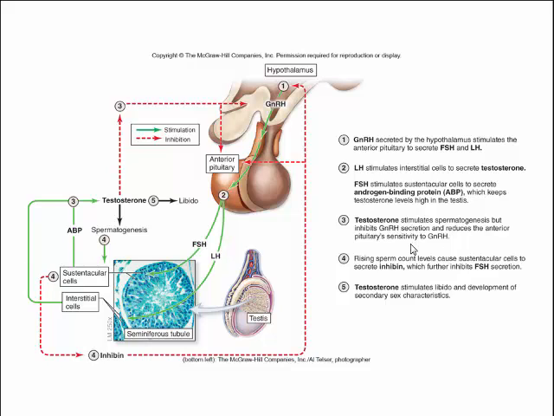Testosterone stimulates spermatogenesis, but also provides negative feedback to regulate GnRH production. Sperm count is specifically controlled through negative feedback through a hormone called inhibin, which also provides negative feedback to GnRH. In addition to stimulating spermatogenesis, testosterone also has other effects on the body, stimulates libido and development of secondary sexual characteristics in males.